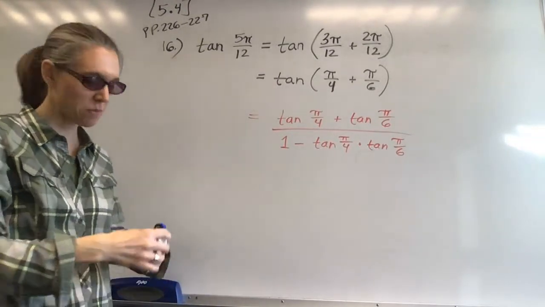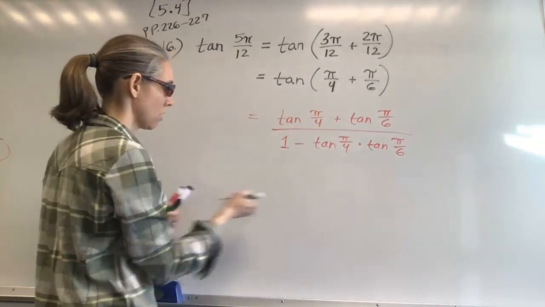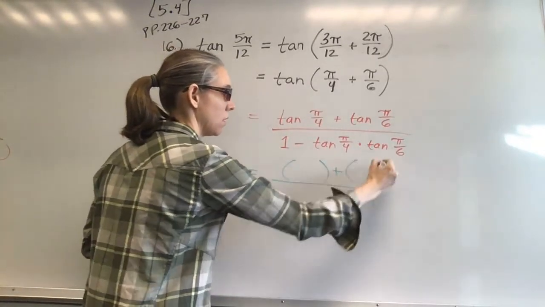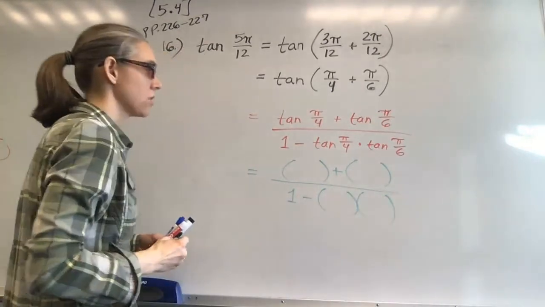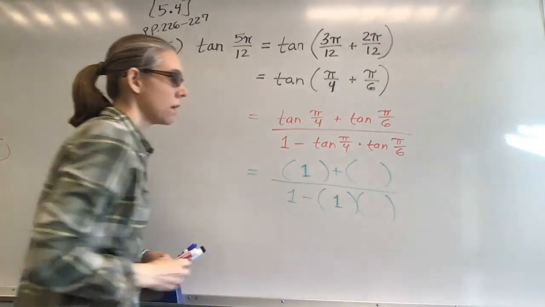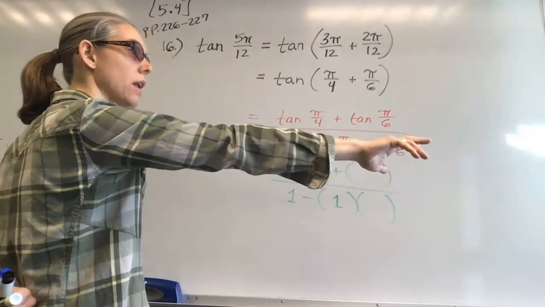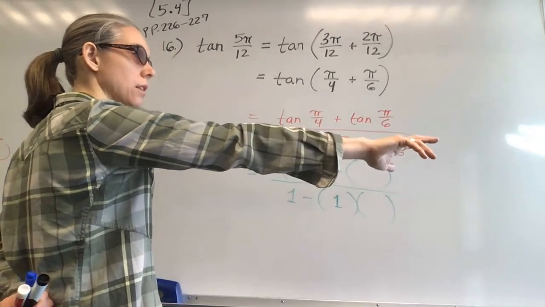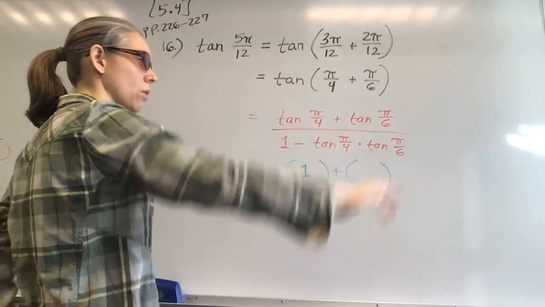This will give us a complex fraction, but we can do complex fractions, right? You got through college algebra. So next we're going to replace each occurrence of a trig function with its value from the unit circle. Okay, tangent of pi fourths is easy, that's 1. Tangent of pi 6, okay, so the sine value is 1/2, and the cosine value is root 3 over 2. So that becomes 1 over root 3, which is root 3 over 3.